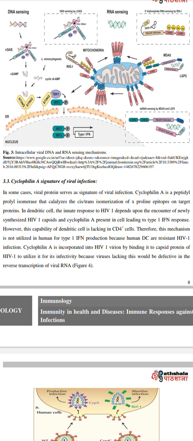Cyclophilin A is incorporated into the HIV-1 virion by binding to the capsid protein of HIV-1 to utilize it for its infectivity, because virus lacking this would be defective in the reverse transcription of viral DNA.